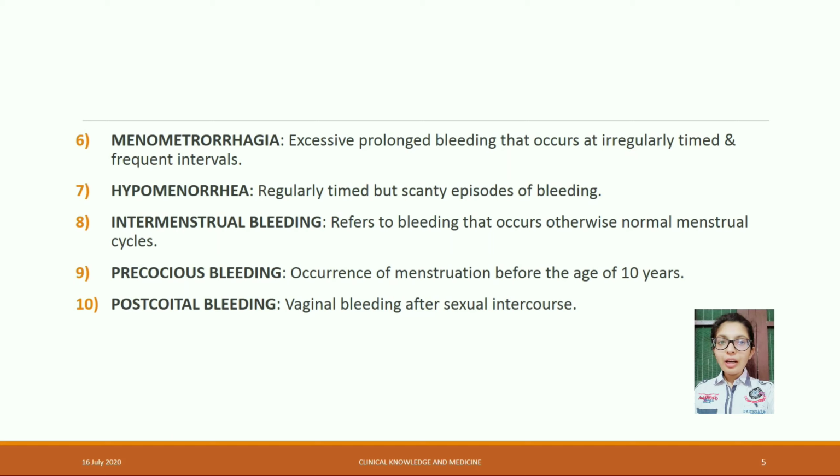Hypomenorrhea: regularly timed but scanty episodes of bleeding. Intermenstrual bleeding refers to bleeding that occurs between otherwise normal menstrual cycles. Precocious bleeding: occurrence of menstruation before the age of 10 years. Postcoital bleeding: vaginal bleeding after sexual intercourse.